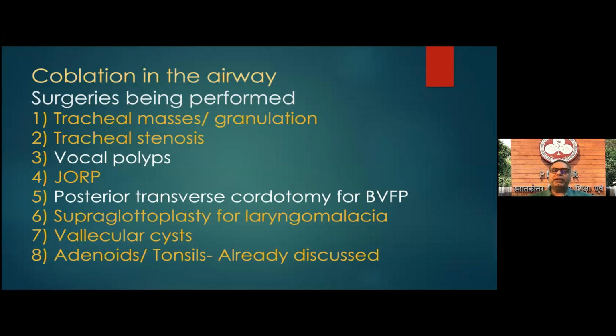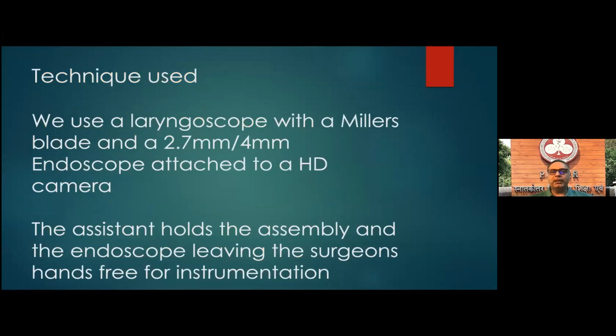In the pediatric age group, we do use it for juvenile onset recurrent papillomatosis and posterior transverse cordotomy for bilateral vocal fold palsy. We use it for supraglottoplasty for laryngomalacia. We use it in valvular cysts, and of course, adenoids and tonsils, which has already been discussed in a previous webinar. So the adenoids and tonsils I will not be discussing in this.